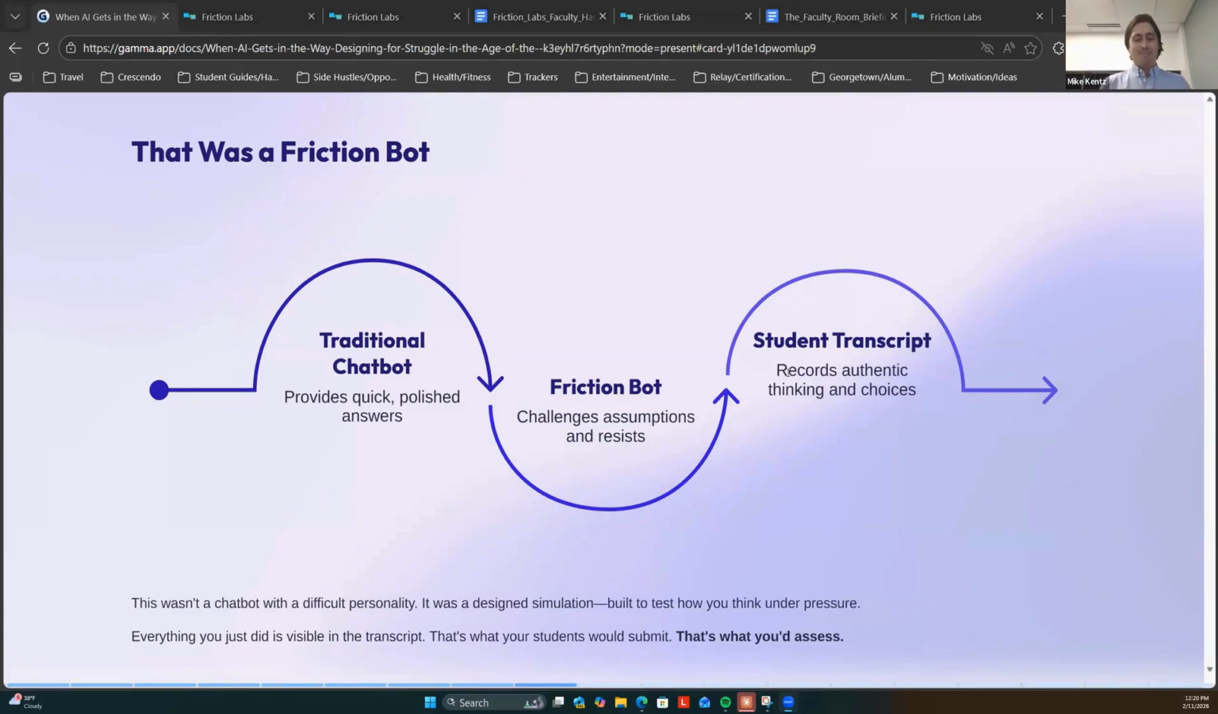One of the things that I like to measure with my students is patience, resilience. Are they able to stay calm? Did they get triggered themselves? It becomes a mix of measuring their content knowledge and also their human skills. How good are they at navigating this difficult situation? And that transcript, as I've been mentioning, records it. It becomes a static record of their thinking, their choices, and of course, that content knowledge. And that becomes the thing that you assess. So that was a friction bot.